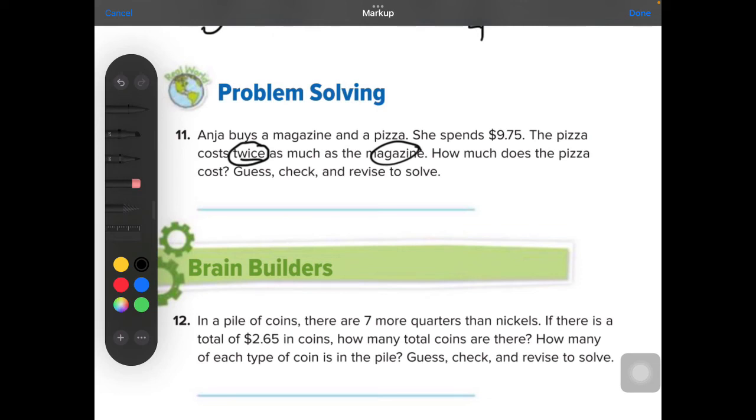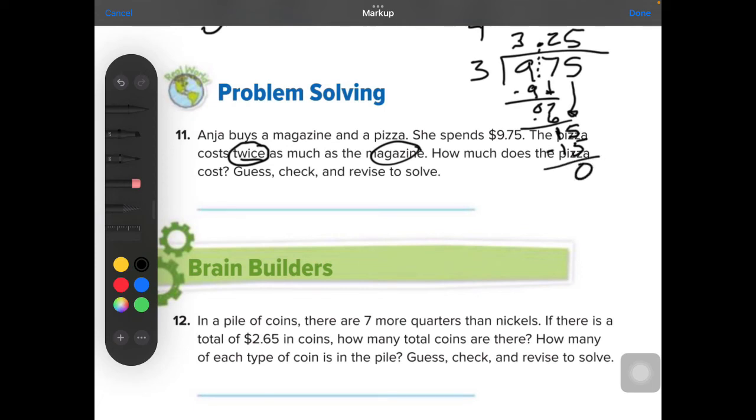So we're going to take $9.75 and divide it by 3, because we need 3 increments here. Okay, so dot, dot, dot, dot, splat. First thing we do with a division with a decimal. 3 will go into 9 3 times. 3 times 3 is 9. Drop the 7. 3 will go into 7 only twice. 2 times 3 is 6. 7 minus 6 is 1. Bring down that 5. 3 will go into 15 a beautiful 5 times. 5 times 3 is 15. 0.